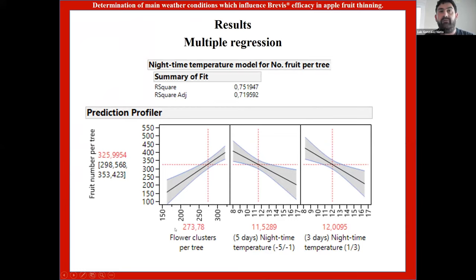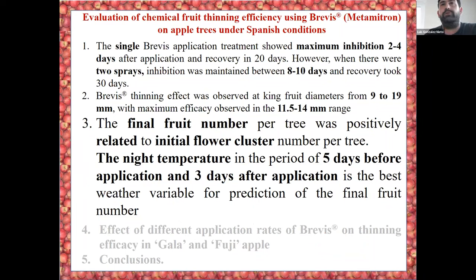The model selects the flower clusters per tree. When we have a higher number of flowers, the final number of fruits at harvest is higher, which is logical. And the night temperatures, 5 days before spray and 3 days after spray, was the most important time for explaining the efficiency of metamitron. When the temperature increases, the number of fruits is lower and the efficiency of metamitron is higher. The conclusion: the final number of fruits per tree was positively related with the initial flower clusters per tree. The night temperatures in the period of 5 days before application and 3 days after application are the best weather variable for predicting the final fruit number.